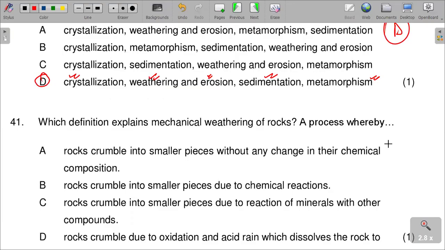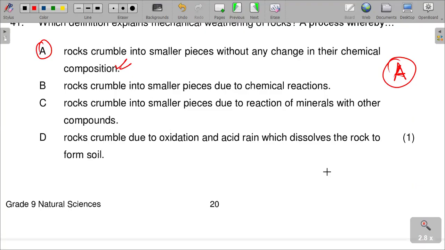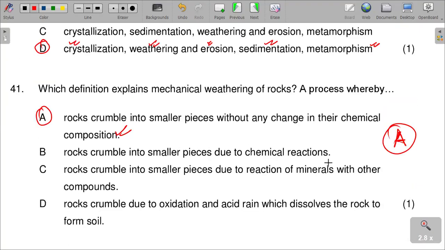Which definition explains the mechanical weathering of rocks? Mechanical weathering of rocks is actually physical weathering. Which definition explains that rocks crumble into smaller particles without any change in chemical composition? There is no change in chemical composition because it is physical. So it is A. A is correct: rocks crumble without a change in their chemical composition.